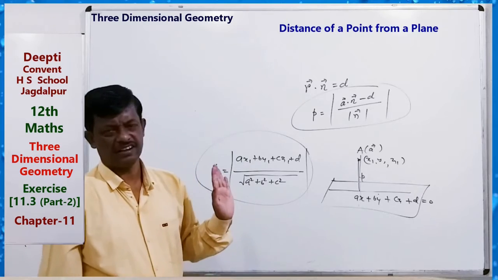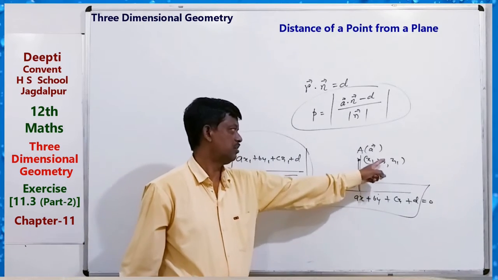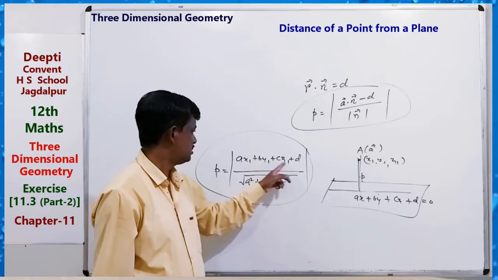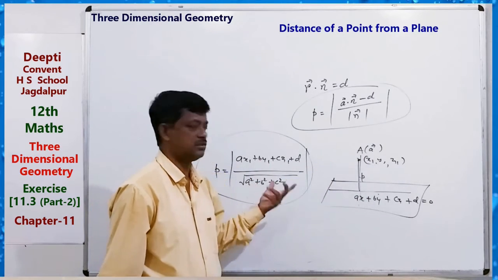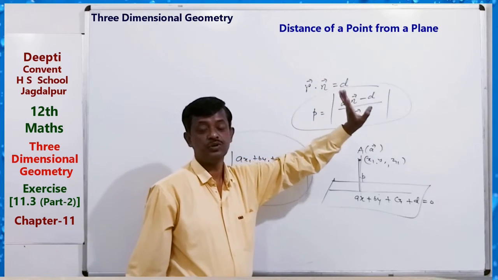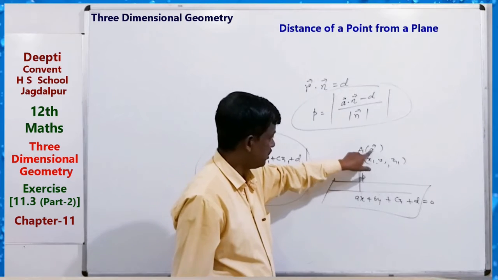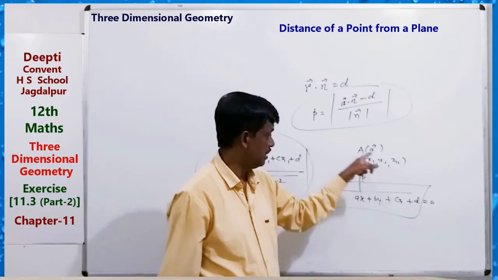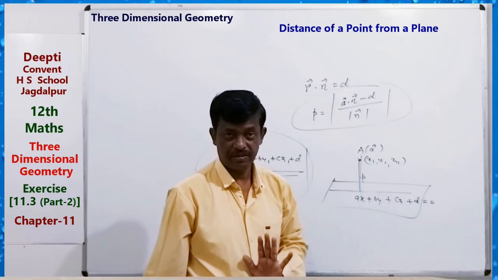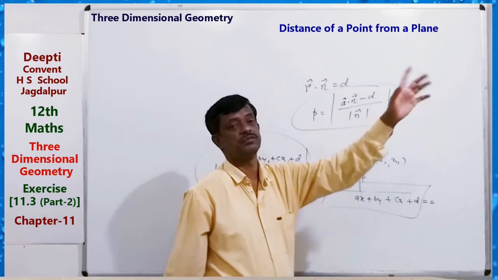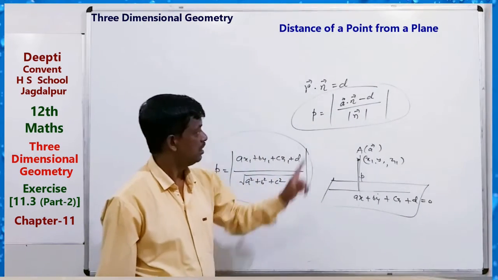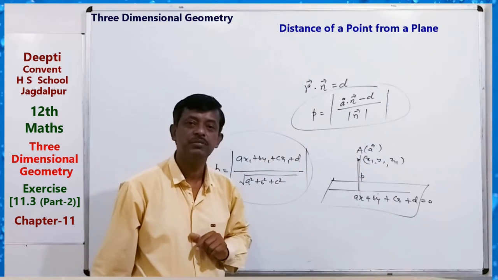Here it is clear that if this is the plane and this is the point, then we write it like this: a, b, c are the direction ratios of the normal, and x1, y1, z1 is the point. And here n is the normal, d is the constant. So the distance from the point A having position vector A is A dot n minus d by mod n.